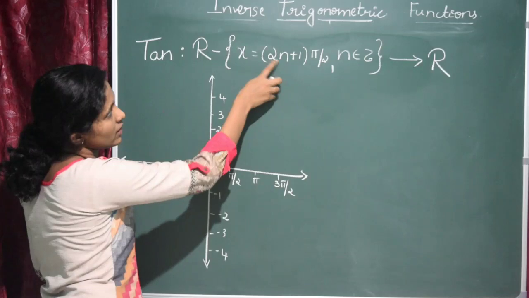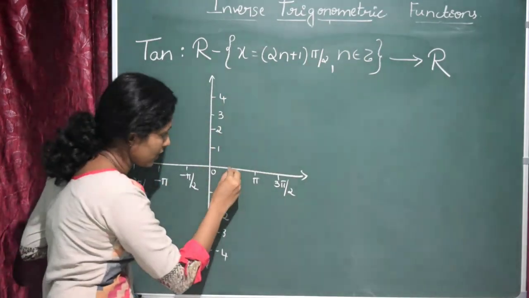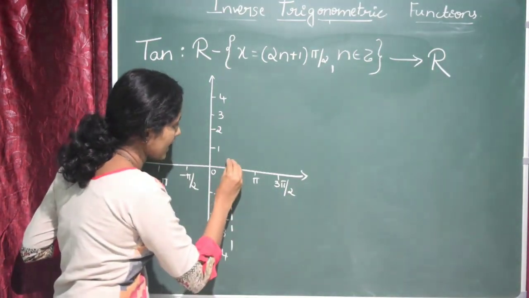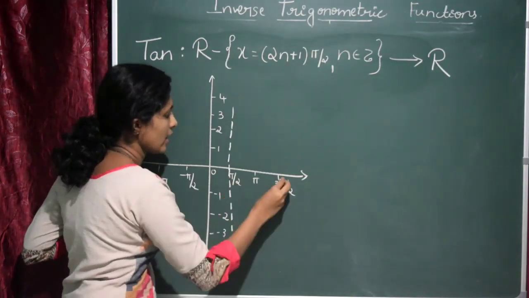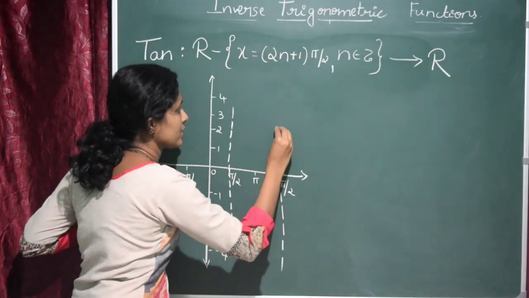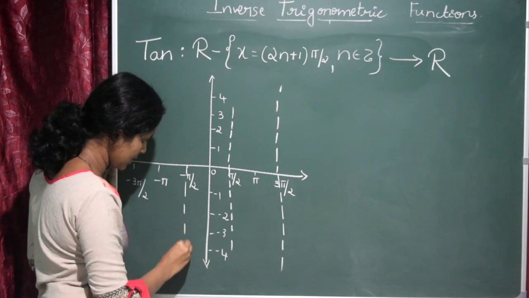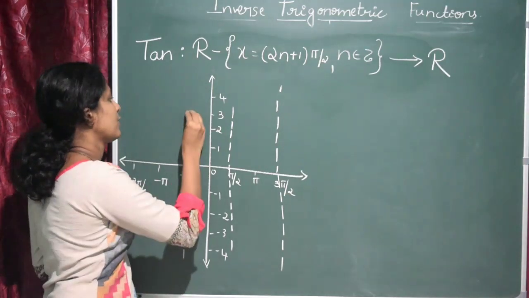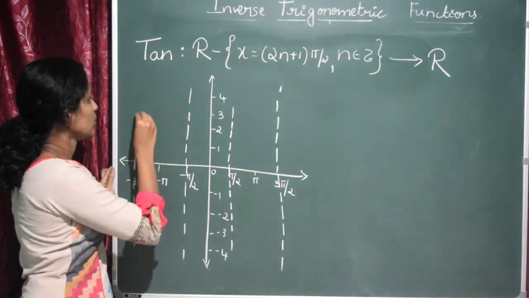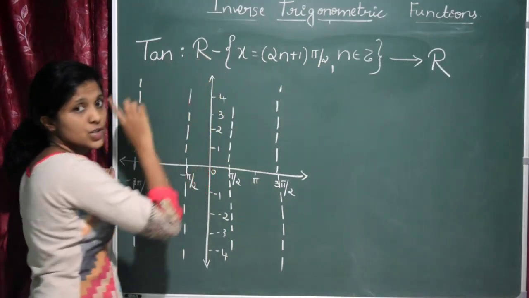So now at multiples of pi by 2, the function is not defined, right? Let me consider at pi by 2, this is not defined. So we will consider the dotted line at pi by 2. Then at 3 pi by 2 it is also not defined. The tan function is not defined at multiples of pi by 2. So minus pi by 2 is also not defined, and minus 3 pi by 2 is also not defined. I hope you are understanding this, because at x equal to multiples of pi by 2 the function is not defined.